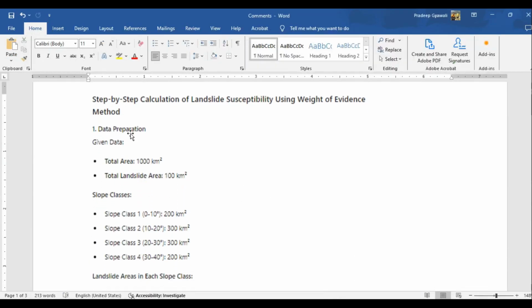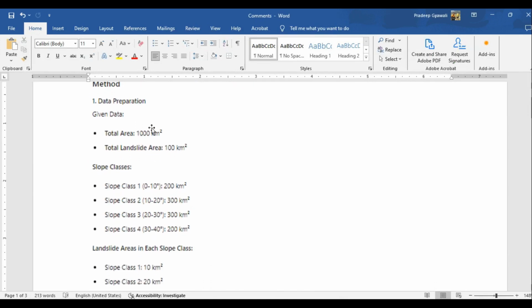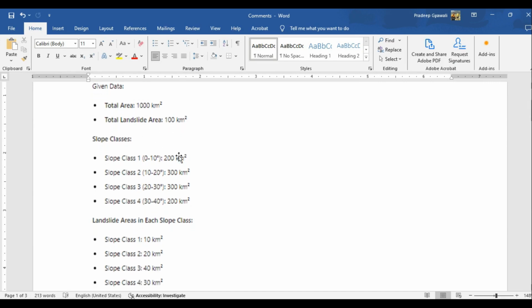After completion of this step, let us consider my total area is 1000 km square, and in 1000 km square there is 100 km square of total landslide area. So in this demo I have used the calculation part of slope. At first you have to understand the concept of these subclass areas.